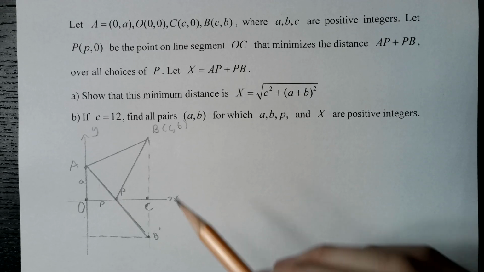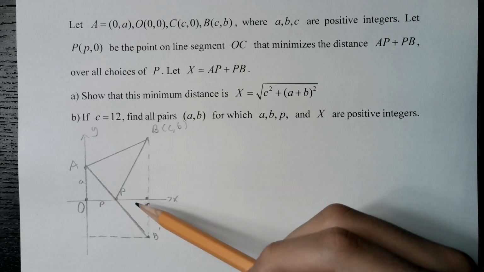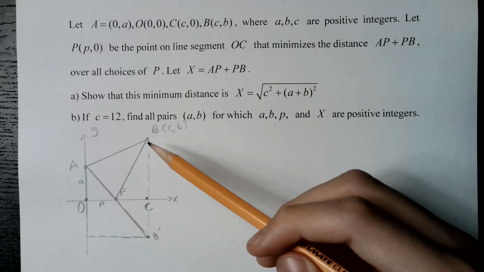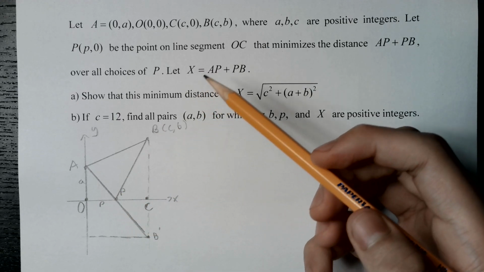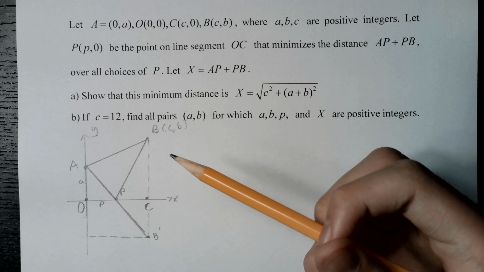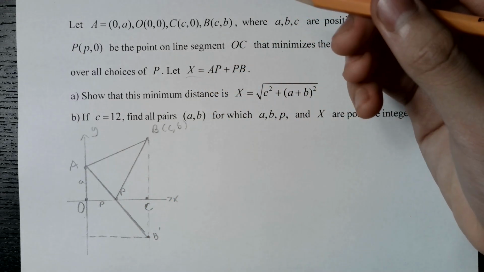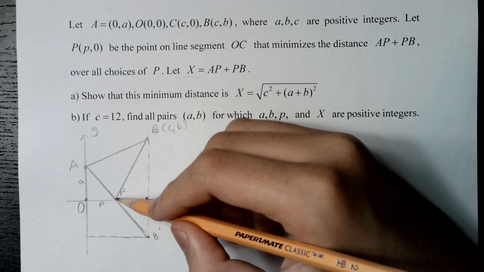So here, I've already drawn the graph, okay? Obviously we have A, P, O, B, and C, and the triangle APB here, and we have all of the lengths labeled. So in order to solve for this, we know that X is going to be equal to AP plus PB.